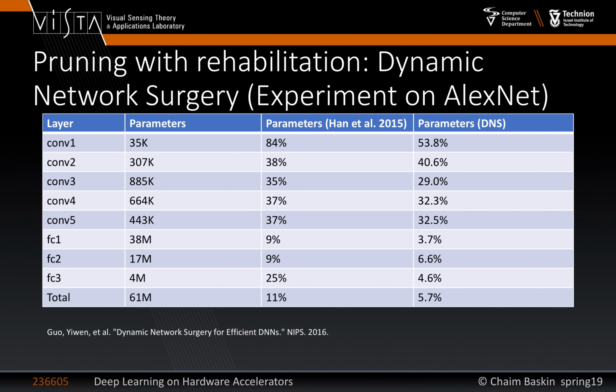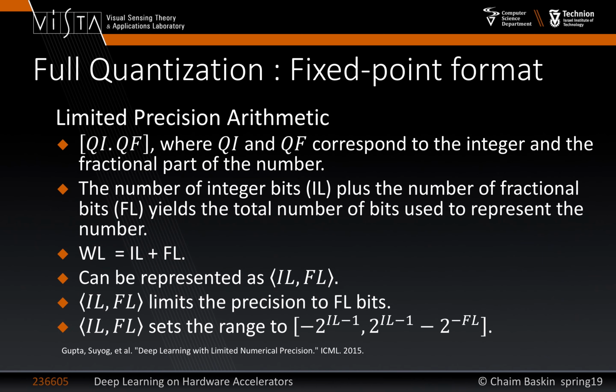So we can prune more than Han et al. This is the previous work without dynamic rehabilitation, and it has better results. So we are removing twice the number of the parameters. Okay, so let's continue, guys.